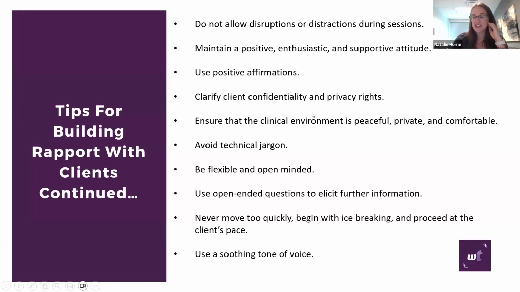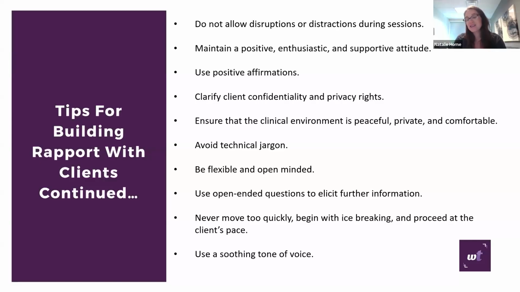Use positive affirmations, especially if it's a client's first time seeking any sort of treatment. They might not know what to expect or if they're doing things right, even though there is no right or wrong way, so encourage them that the information they're sharing is helpful and will be necessary for their treatment. Make sure you clarify their confidentiality and privacy rights, that they're aware everything they share is private and confidential unless there are concerns with safety or harm to themselves or somebody else.